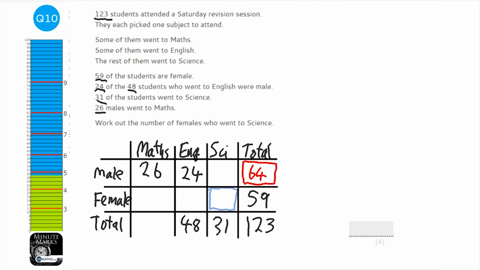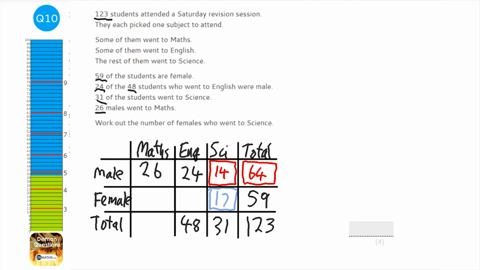Okay. So if I get this one here next, what I want to do is 64, take away the 24 males who went to English, take away the 26 males who went to maths, that leaves 14 males who went to science. And there were 31 scientists in total, and 14 of them were male, and that leaves the answer of 17.